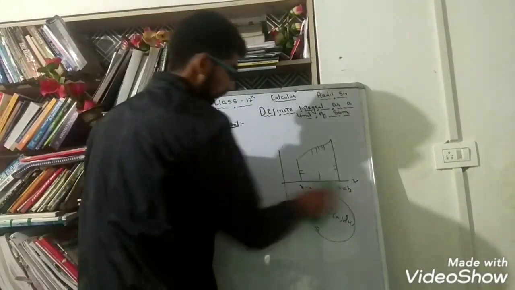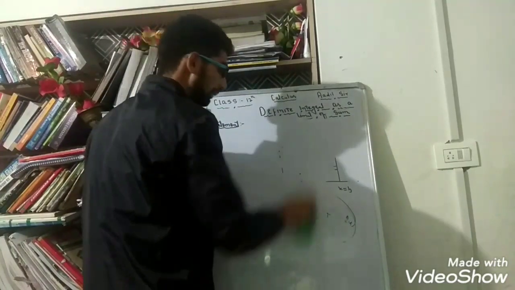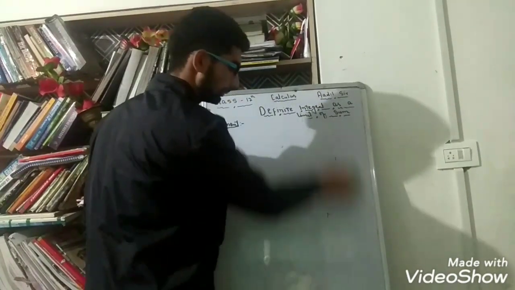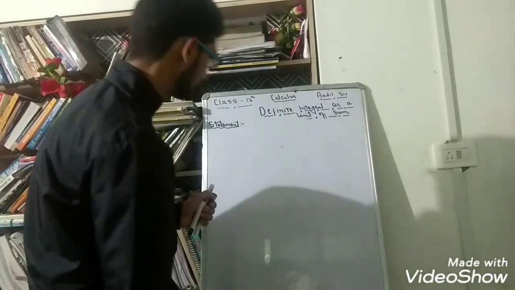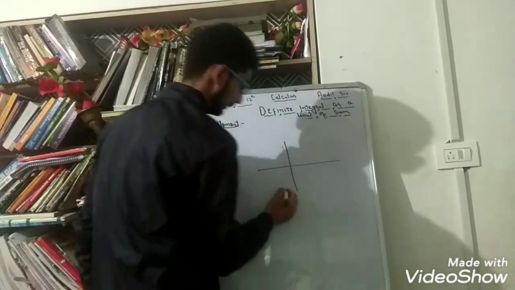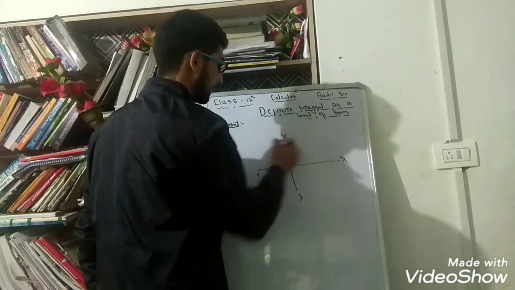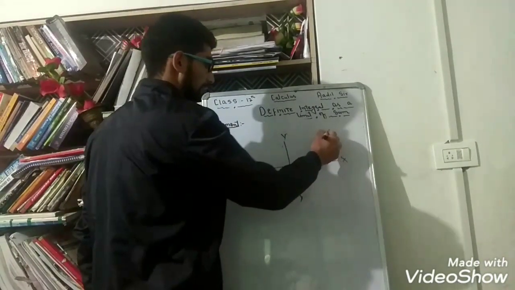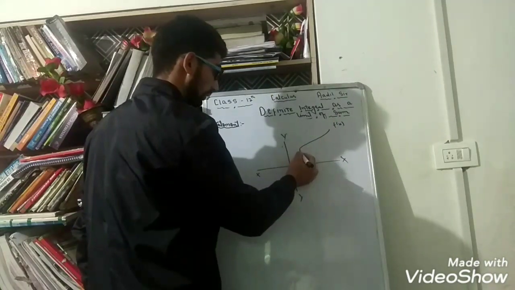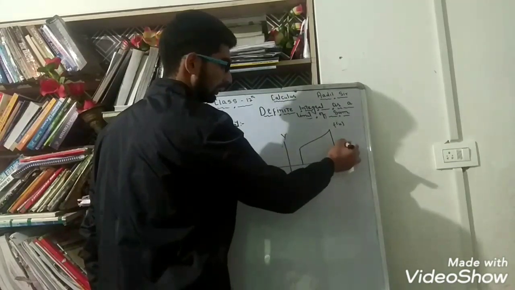Now today we have another concept, that is the definite integral as a limit of sum. We are first going to state it, and after that we will give its proof. The statement is just like this. If we have a plane, this is our x-axis and this is our y-axis, and for example this is my curve f of x, and it is continuous from x is equal to a to x is equal to b.